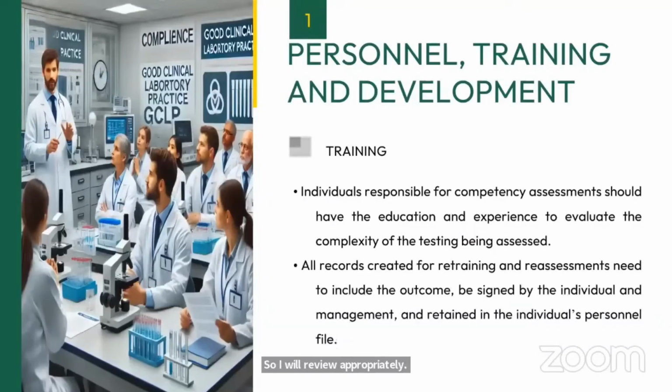Records created for retraining or reassessment need to include the outcome. A specific outcome should be mentioned. Specific outcome means whether the personnel on whom the competency assessment is performed is competent or not. So a specific outcome should be mentioned, and it must be signed by the individual and management and retained in the individual's personal file. Who should sign it? The personnel who has conducted the competency assessment and the personnel who has undergone the assessment. Both signatures should be there, and somebody from the management should sign it, and it should be retained in the personal file of that staff.